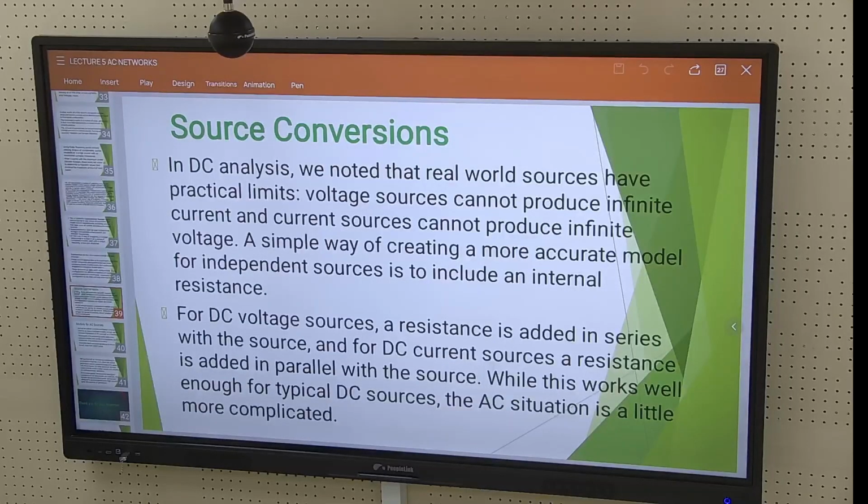While this works well enough for typical DC sources, the AC situation is a little more complicated.